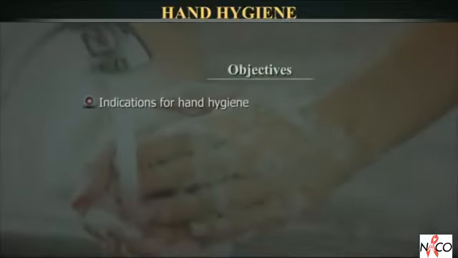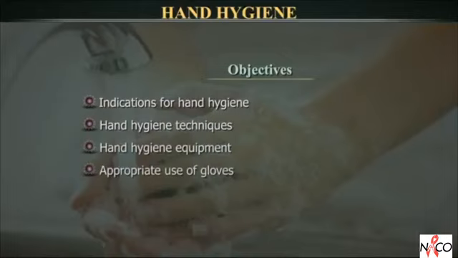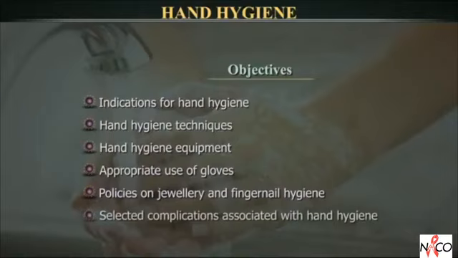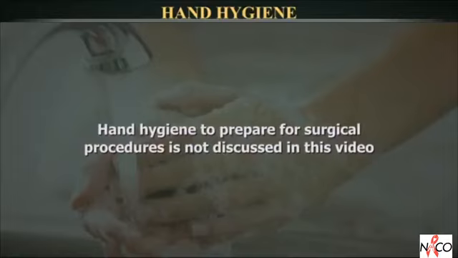Objectives. Indications for hand hygiene. Hand hygiene techniques, that is, hand rub with alcohol based product and hand wash with soap and water. Hand hygiene equipment, appropriate use of gloves, policies on jewelry and fingernail hygiene, selected complications associated with hand hygiene. Hand hygiene to prepare for surgical procedures is not discussed in this video.